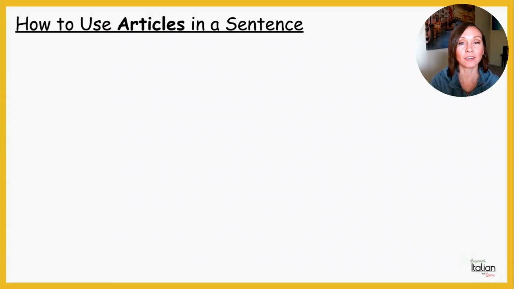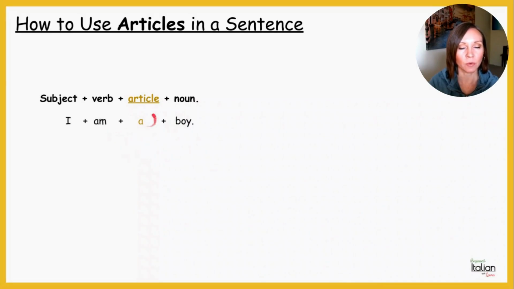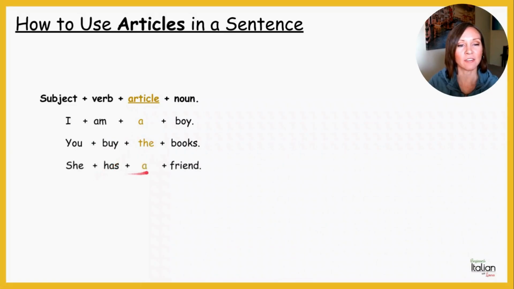How to use articles in a sentence. Okay, so in English, we have subject, verb, article, noun. For example, I am a boy. A would be the article. You buy the books, the being the article, and she has a friend. A being the article.